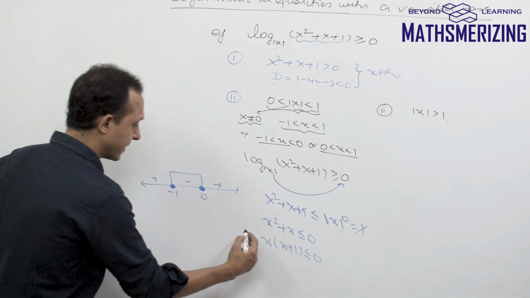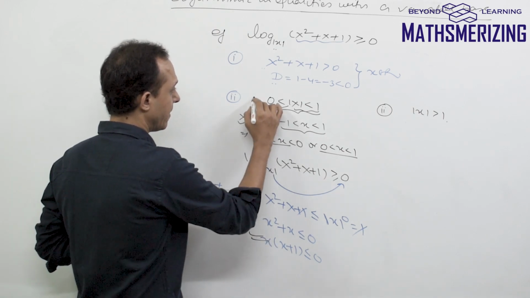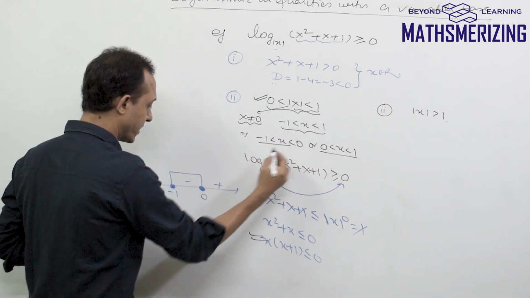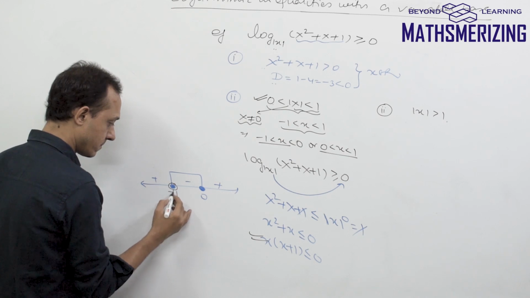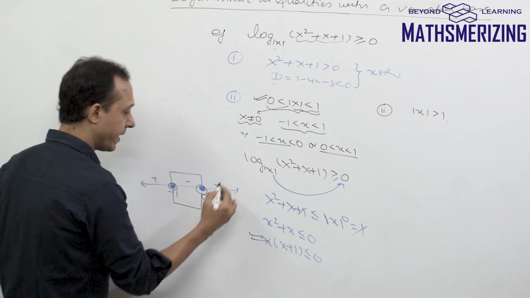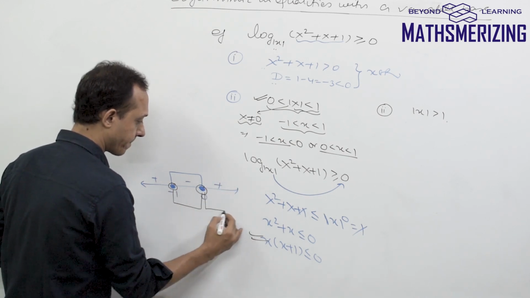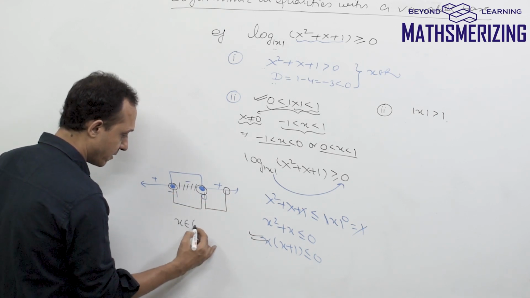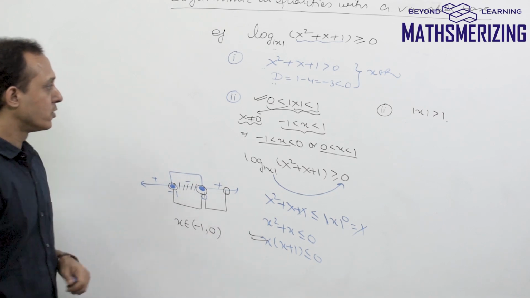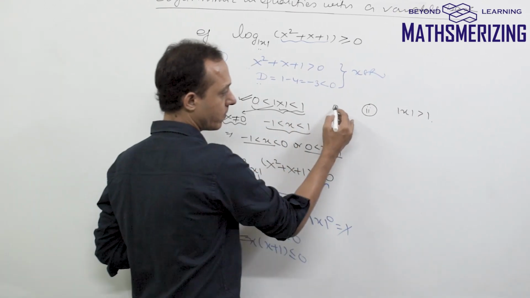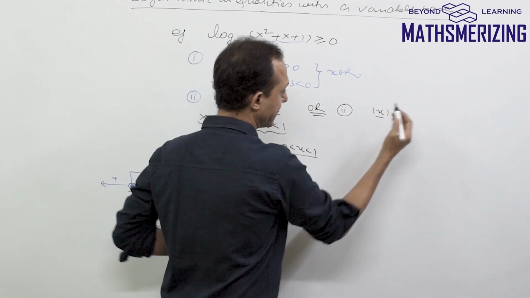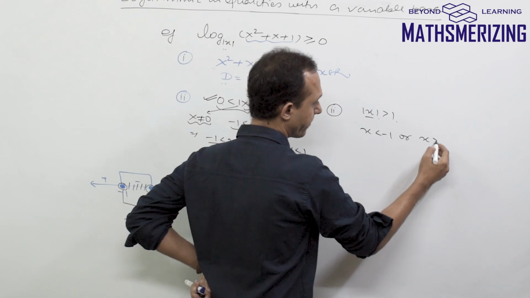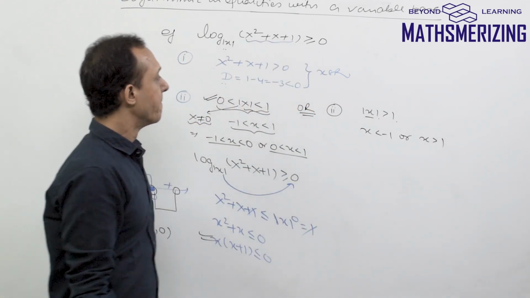Now this result has come with a condition, and the condition is mod x should lie between 0 and 1, which is either x lies between minus 1 and 0 or x lies between 0 and 1. So the interval which is common to both is x belongs to minus 1 to 0. Or when the base is greater than 1, so when mod x is greater than a, then x is less than minus a or x is greater than plus a.